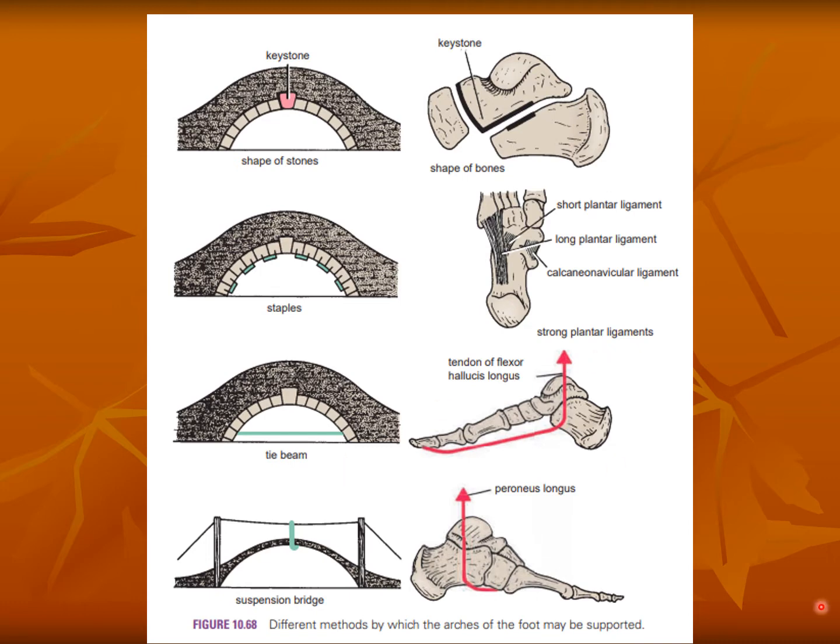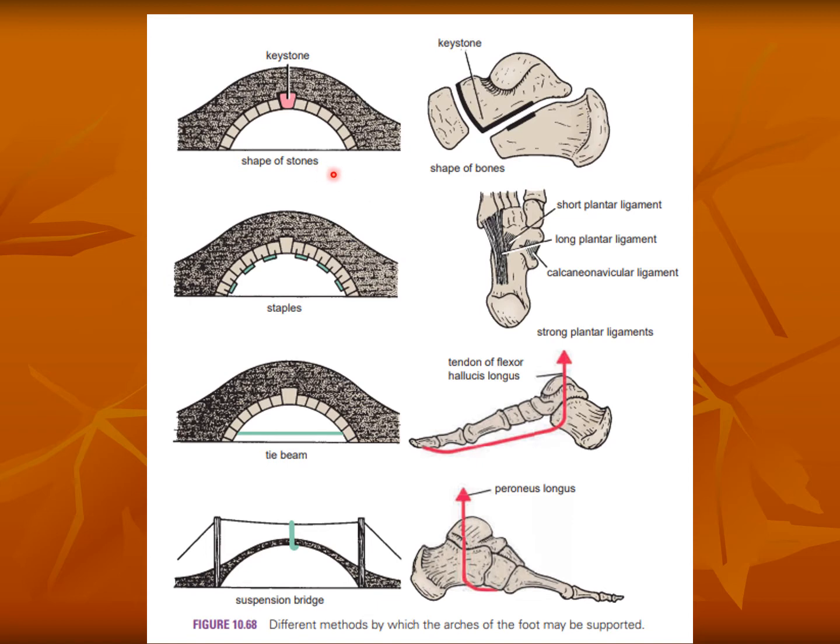And then the fourth one is suspension bridges. There are certain muscles like peroneus longus from the lateral compartment. It is coming from the lateral compartment and it is going towards the sole of the foot, right there. So they are just acting as a suspension bridge, or the tendon is suspending that arch-like structure. So these are the four different supporting methods through which the arches are stabilized and maintain their shape.